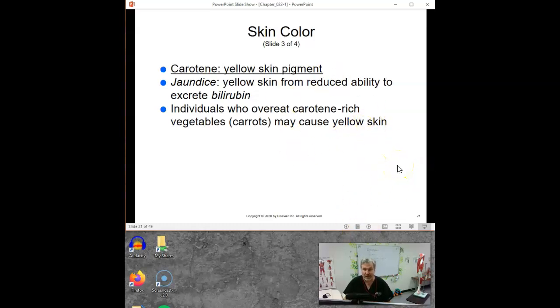Occasionally, by the way, you will get clients who've taken keratin pills along with their tanning to look darker, and they'll have a little orange thing, but that's not yellow. They look orange. That's totally different. That's just funny.